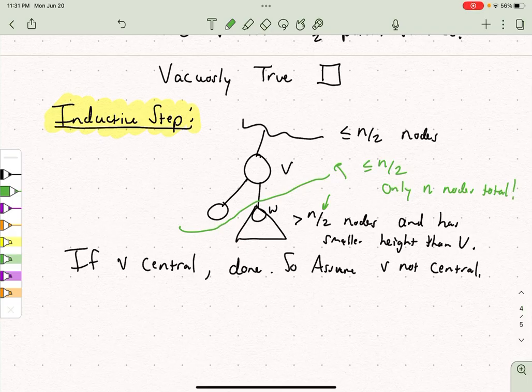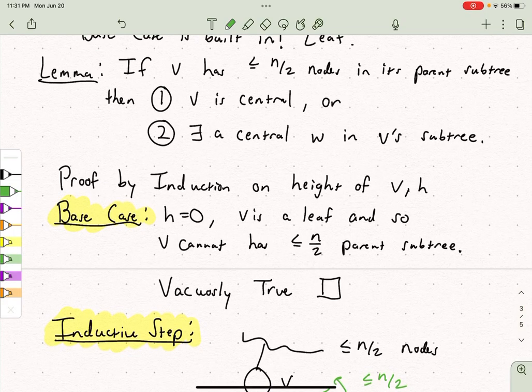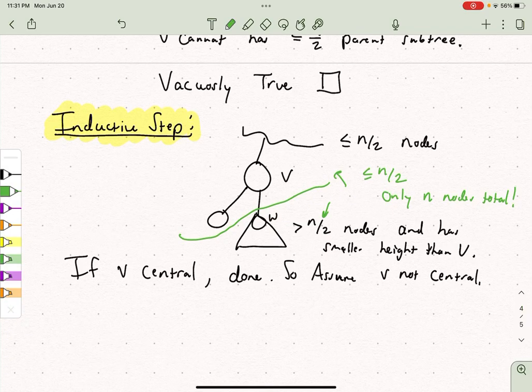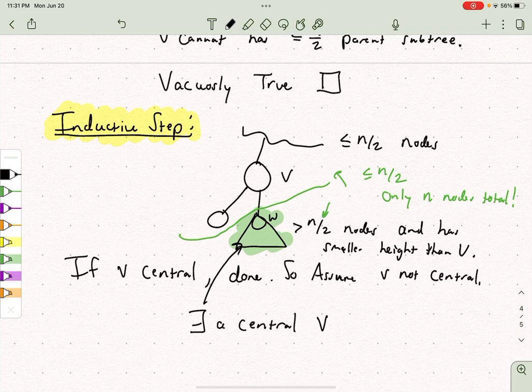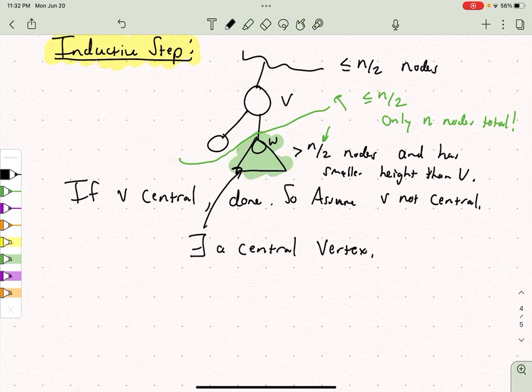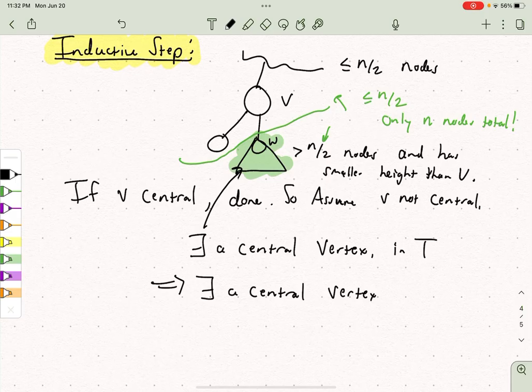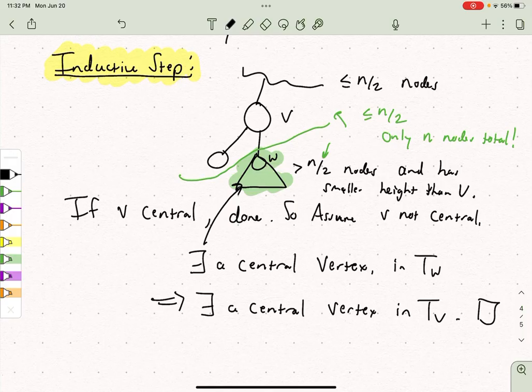So what does this mean? It means w is also a node that satisfies the lemma, and we know w has smaller height. So by the induction hypothesis, somewhere in the w subtree there exists a central vertex. Now, if there exists a central vertex in that subtree, well, this subtree is also a subtree of v. So this implies that same node is a central vertex in the subtree T_v. And that's the proof. So if v was central, we're done. Otherwise, we have to find the central vertex deeper in the tree. And that's exactly what the algorithm is doing too. So once again, we see an example where the proof and the idea behind the proof is the same as the idea behind the algorithm.